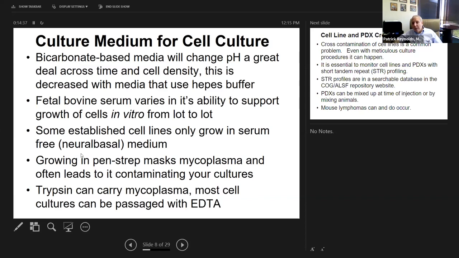And finally, trypsin that people like to use can carry mycoplasma. We don't use it at all. We use EDTA. Most all cell cultures can be passed with just EDTA-based divalent cation-free salt solutions like this Puck's saline. And we recommend doing that rather than using trypsin.